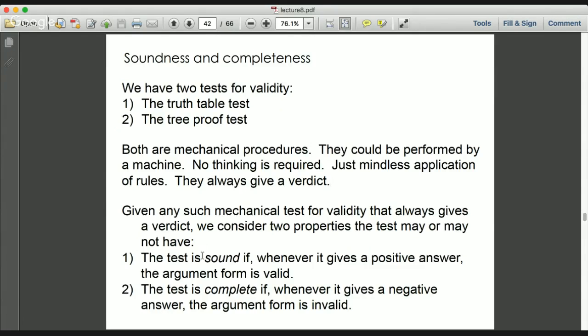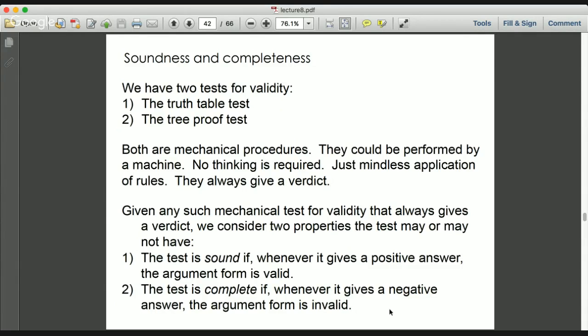Actually, that's wrong. Well, it depends how you gloss that. I've been talking about a positive answer in the tree proof method as showing that the argument is invalid, but either way around, it doesn't really matter. If the test passes, however you want to think about that, then it shows that the argument is valid. Whenever the test fails, it shows that the argument form is invalid.